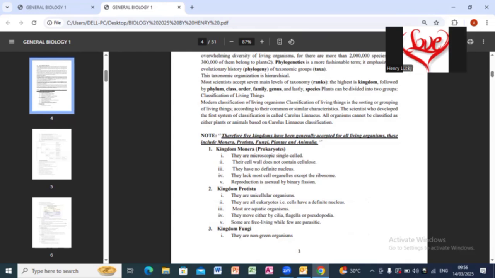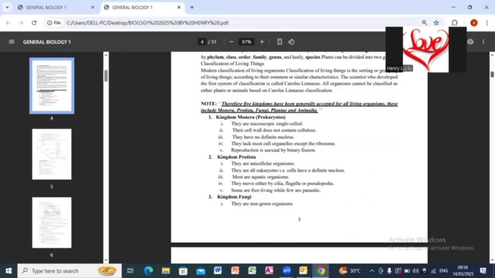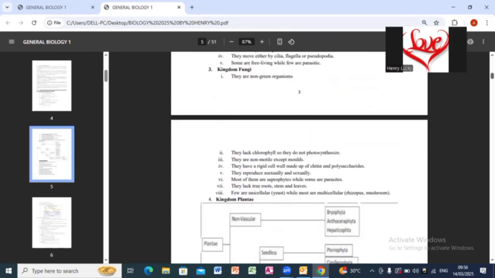Then we'll talk about kingdom fungi. In the kingdom fungi, these are non-green organisms because they do not participate in photosynthesis. So that gives them special characteristics, such as they lack chlorophyll since they do not photosynthesize. Their reproduction is through sexual and asexual reproduction, and most of them are saprophytic in nature, while just a few of them are parasitic in nature.